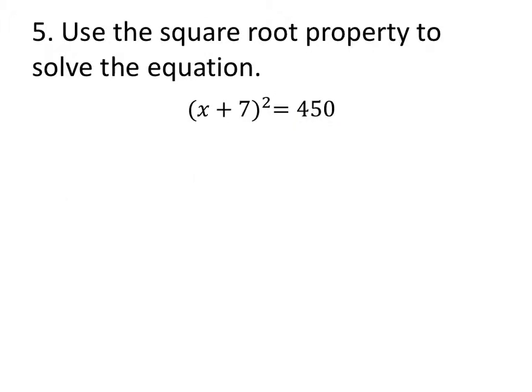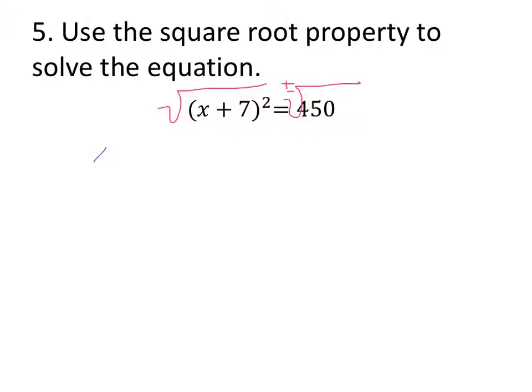Number 5, use the square root property to solve the following equation. This is fairly straightforward because it's already set up for us. We have something squared on the left, and if we use the square root property, then we're going to take the square root of both sides, and we get that the square root of x plus 7 squared on the left is equal to plus or minus the square root of 450.